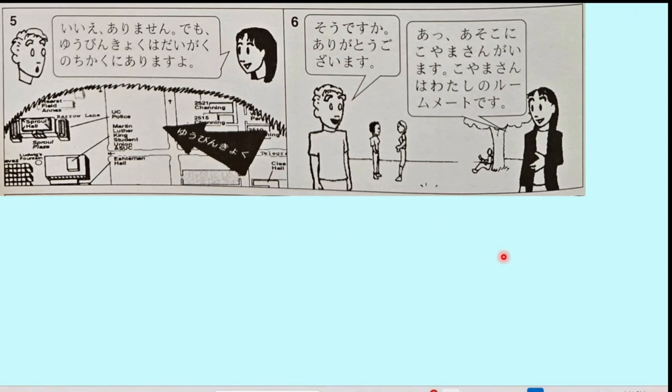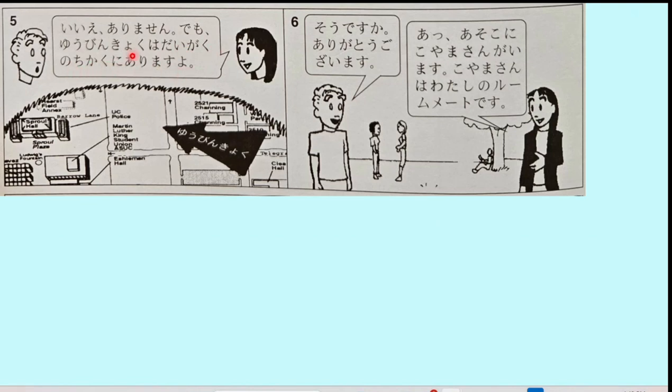Next part of this conversation, when he asked, is there a post office? Then the answer given by Son-san is Ie arimasen. That means no, there isn't. There is no post office inside the campus. Demo means but or however. Yubin kyoku wa daigaku no chikaku ni arimasu yo.